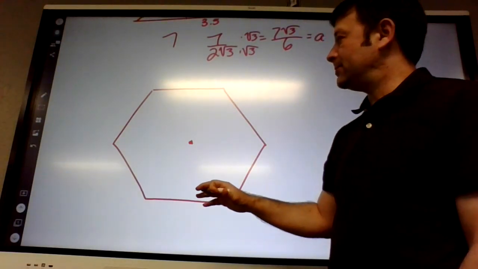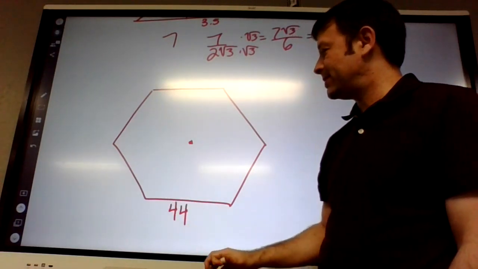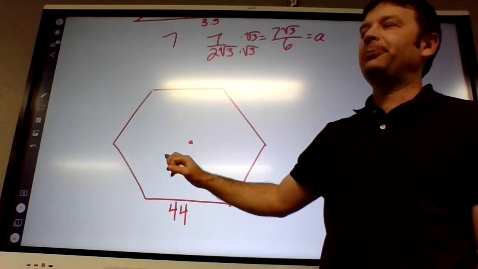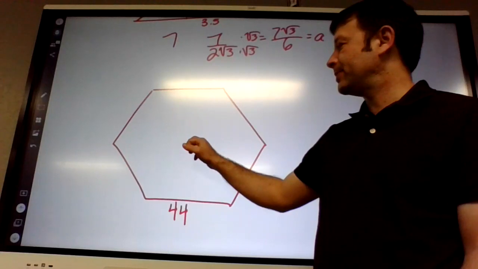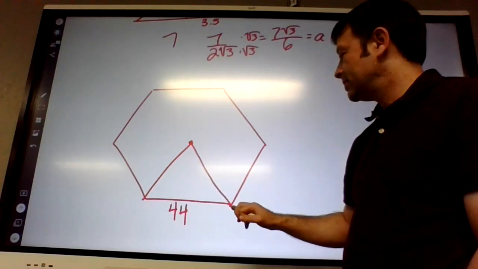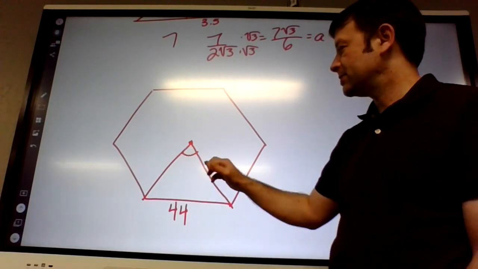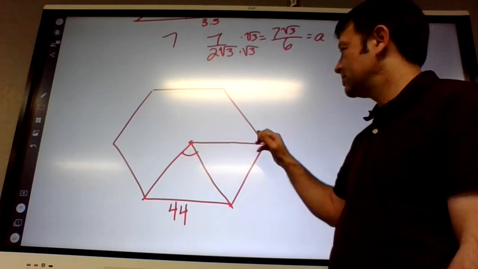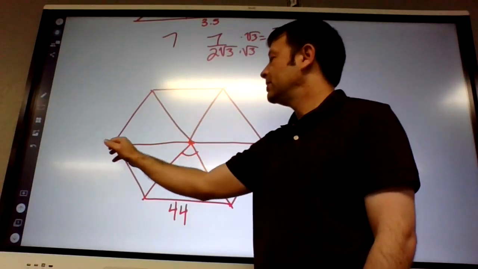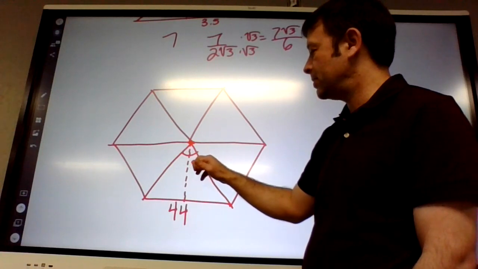Okay. So it says the sides are 44, but it doesn't tell us the apothem, so we gotta find the apothem. Gonna do kind of what I just did on the last one. What must this angle right here be? 360 divided by 6 is 60 degrees. And then if I split it up with an apothem, what must this little angle be? 30.